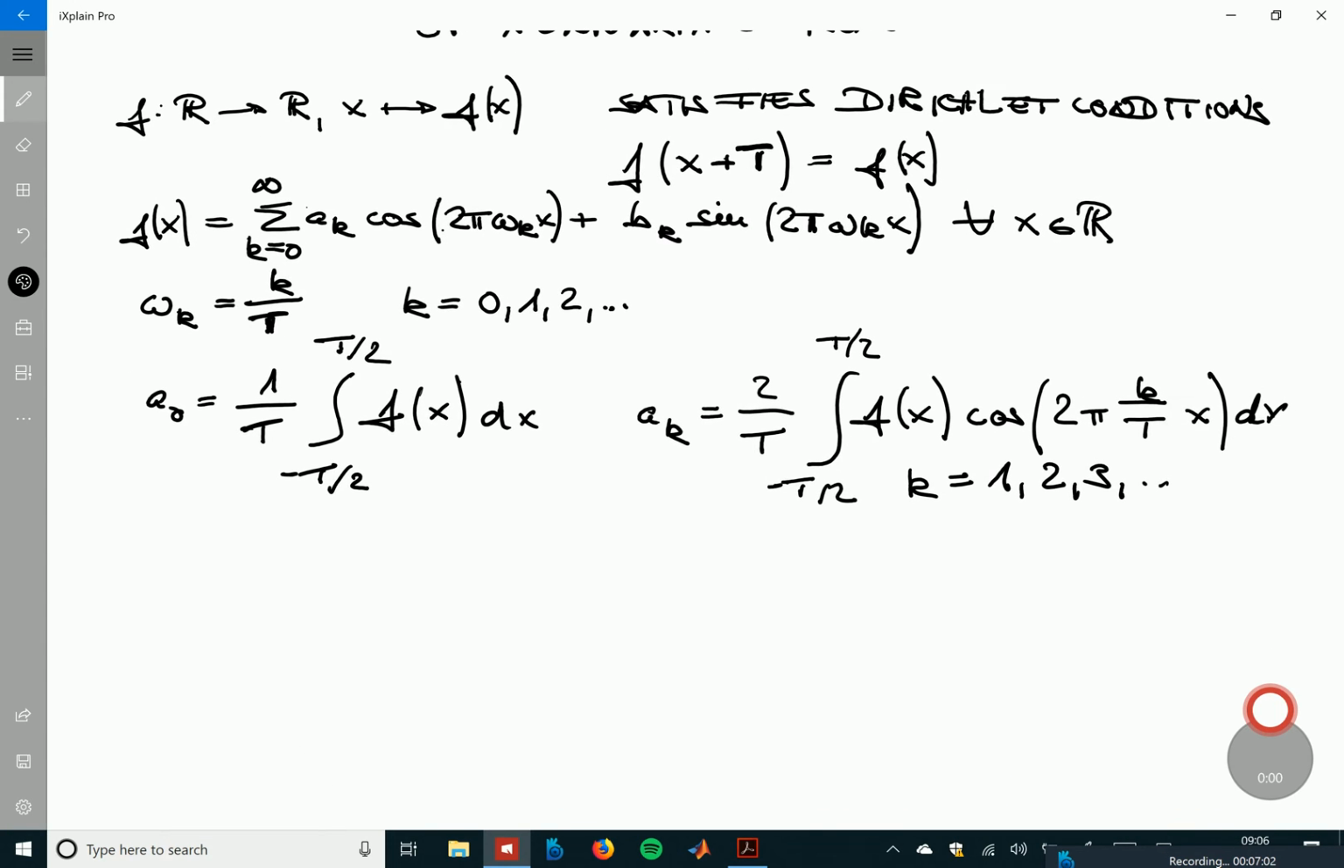And finally the bk. The b0 we can actually set to 0, as shown below, and bk is fairly similar to ak, but maybe not that surprising then with a sine function. Simply sine x.